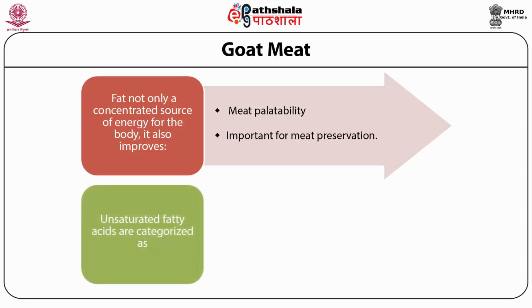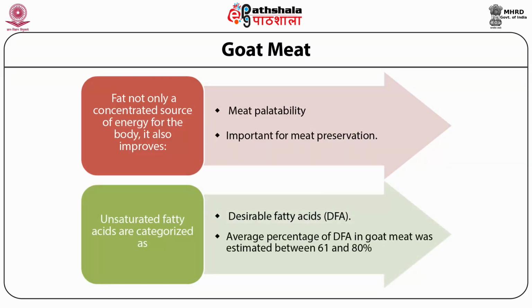All unsaturated fatty acids and stearic fatty acid are categorized as desirable fatty acids. The average percentage of desirable fatty acids in goat meat was estimated between 61 and 80%. The mean desirable fatty acids of some Ethiopian goats is 70%.